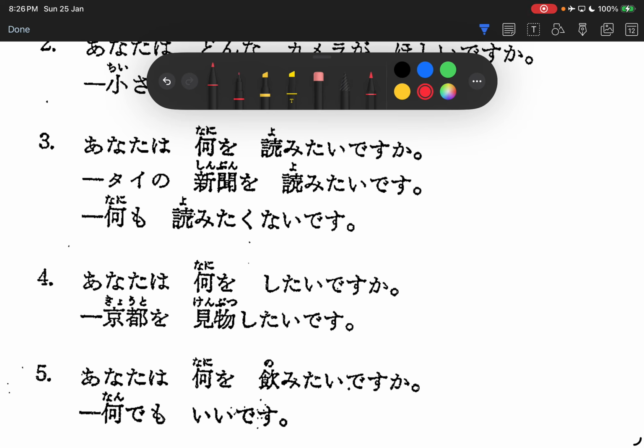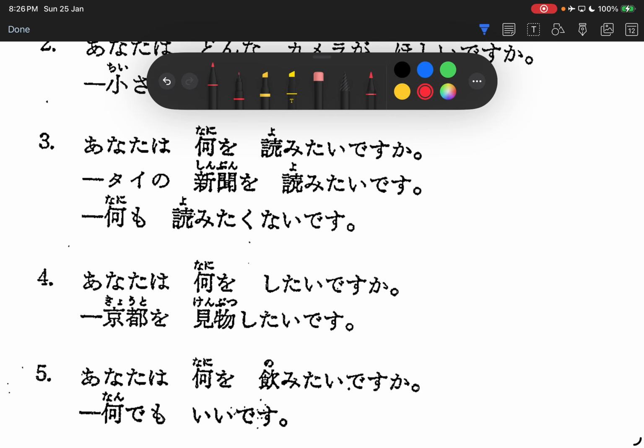Then the next one, don't want to read anything. So 何も読みたくないです。So how do we change it to the negative form for the tai form? Since it ends with an i, our negative form for the i adjective is just removing the i and putting in kunai. So we will just follow what we do for i adjectives. So the tai form negative will just be yomitakunai desu. Very easy. Just remove the i, put in the kunai desu.